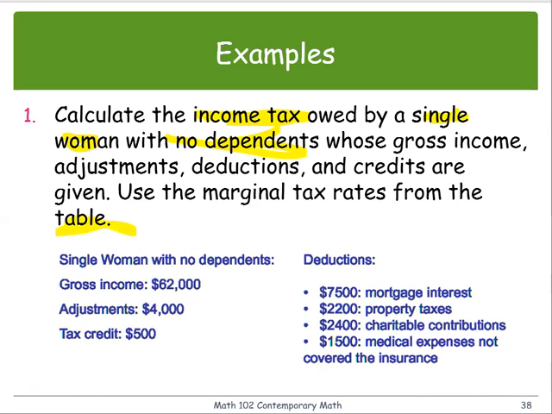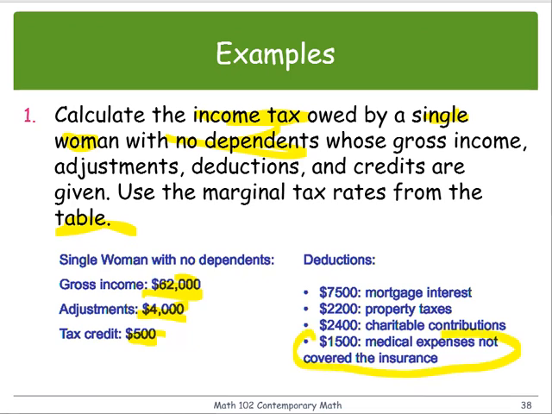From the information we have, this woman is single with no dependents. The gross income is 62,000. Adjustment 4,000, tax credit 500. Deductions, these are itemized deductions. The mortgage interest is 7,500. Property taxes 2,200. Charitable contribution 2,400. The medical expenses are not covered by insurance.